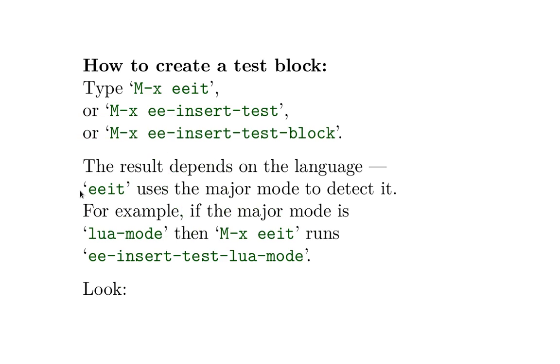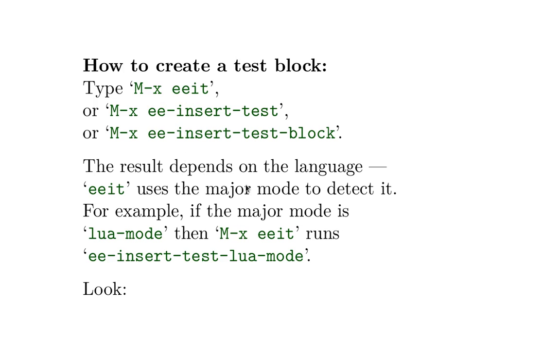So we just saw how to use an existing test block. Let's now see how to create a new test block. We just have to run M-x ee-insert-test-block, or M-x eeat, and the result depends on the major mode.